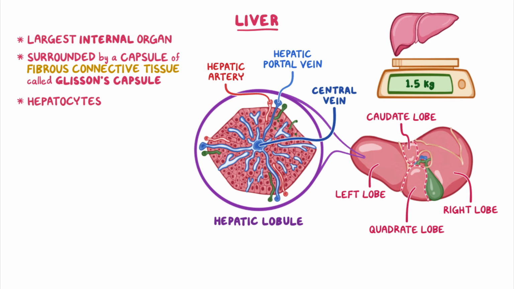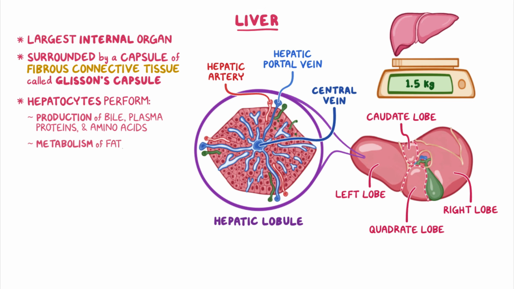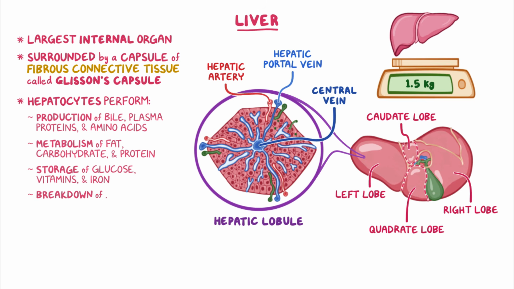Hepatocytes are the main functional cells of the liver that perform a large variety of functions, including the production of bile, a number of plasma proteins, and non-essential amino acids, the metabolism of fat, carbohydrate, and protein, the storage of glucose, vitamins, and iron, and the breakdown or detoxification of metabolic waste products, drugs, and toxins.